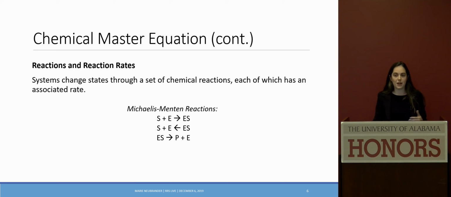So this is what our reaction system would look like for our Michaelis-Menten system. You have these 3 different reactions, which, as I described, show how your substrate and enzyme can combine to form your complex, separate back out, or form your product and your enzyme.